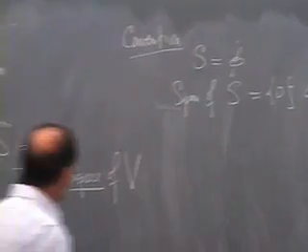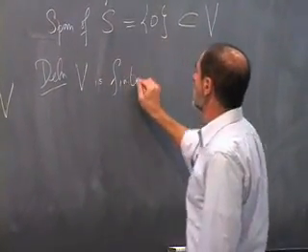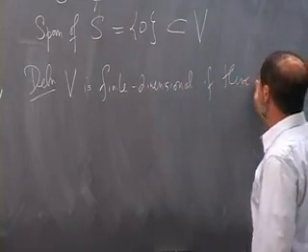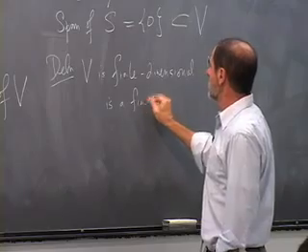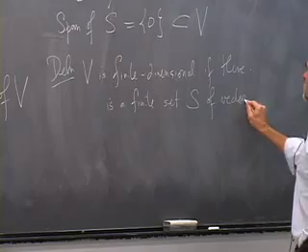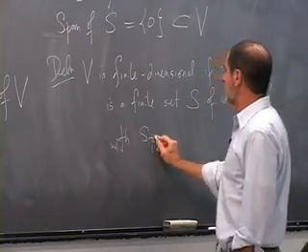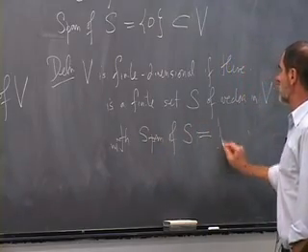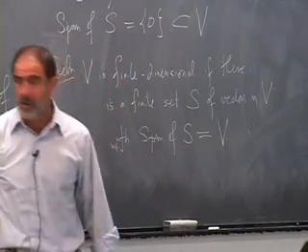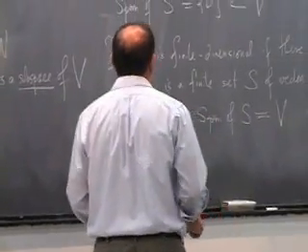Okay, and we say V is finite dimensional if there is a finite set S of vectors in V with the span of S equal to the entire space, so that you can get any vector as a linear combination of a finite number of them. So an example of a finite dimensional vector space versus a non-finite dimensional vector space.